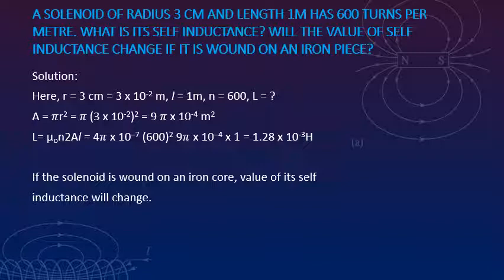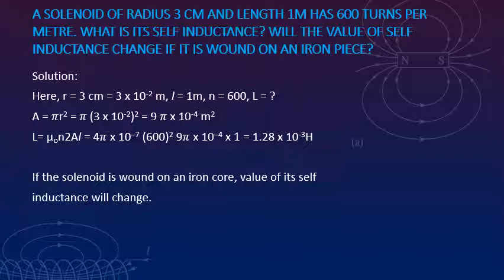Length of the solenoid, small letter L is equal to 1 meter, and number of turns per unit length, that is small letter n, is given as 600. We are asked to calculate the self-inductance capital L. So, the formula for self-inductance of a solenoid is L is equal to mu naught small n square into A into L. So, we need to first calculate the value of A. That is area of the solenoid.